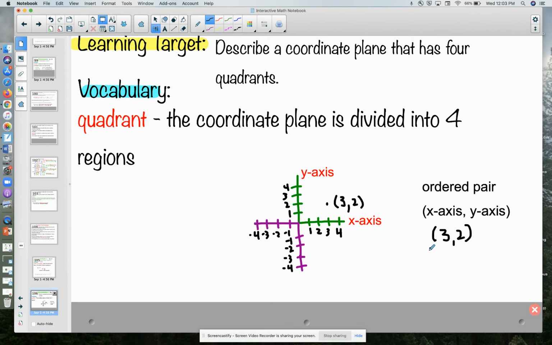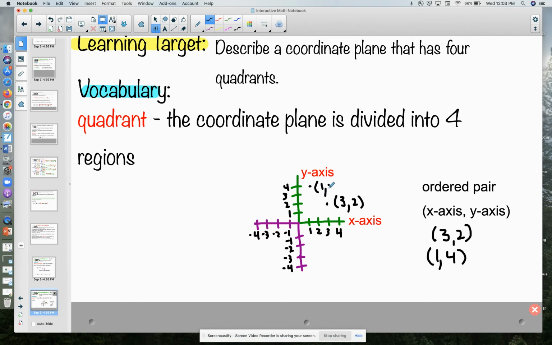If we had 1, 4, so 1 on the x right here, and then 4 on the y right here. So that would be 1, 4.